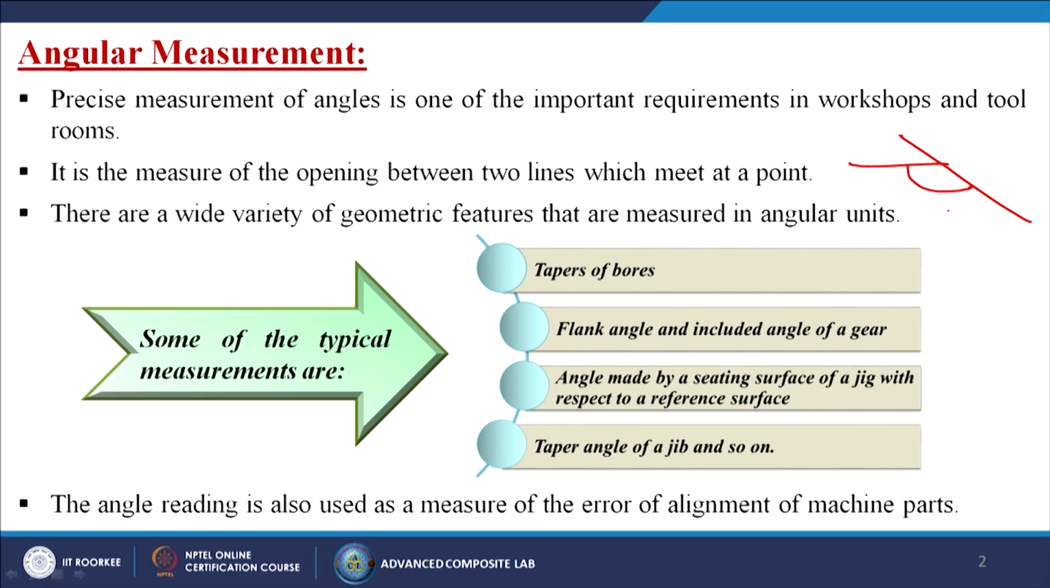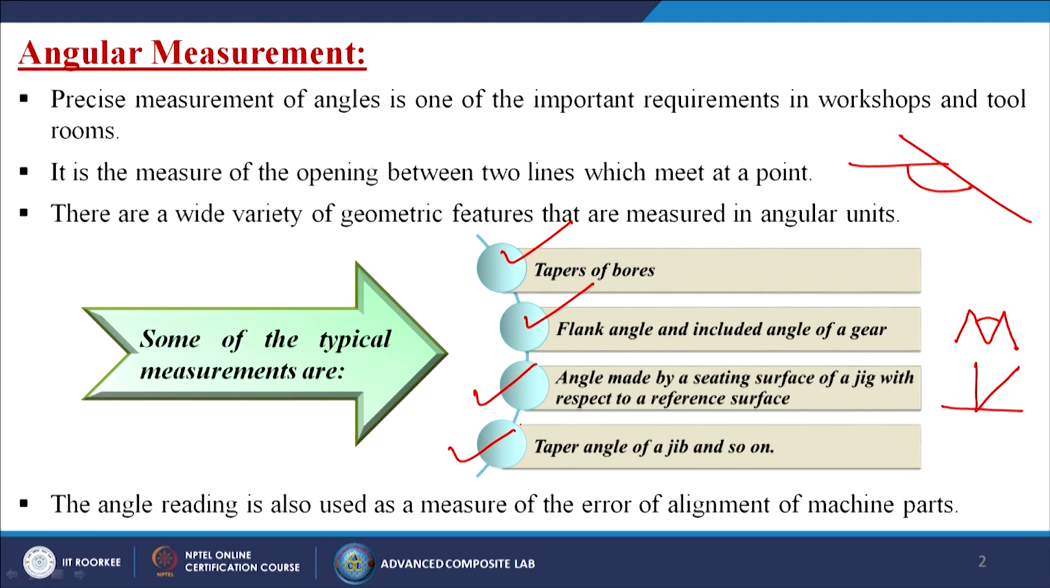There are a wide variety of geometric features that are measured in angular units. What are those? Some typical measurements are tapers of bores, flank angle and included angle of a gear. Suppose I am going to prepare some kind of gear. I also want to measure the angle made by the seating surface of a jig with respect to a reference surface. Then whether it is perpendicular or has some angle, we can measure that. We can also measure the taper angle of a jib and so on.